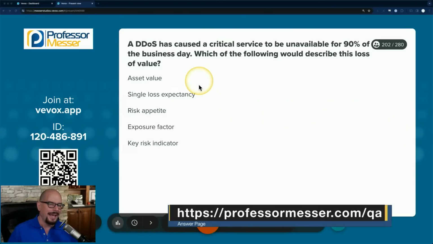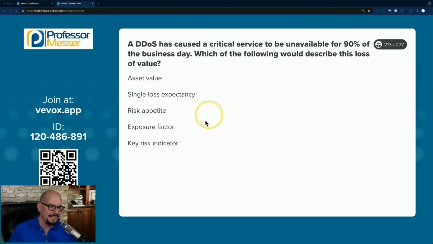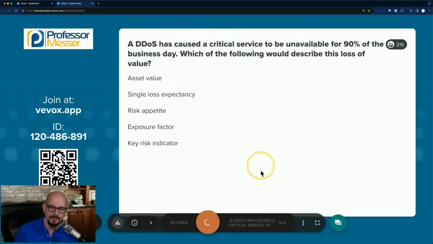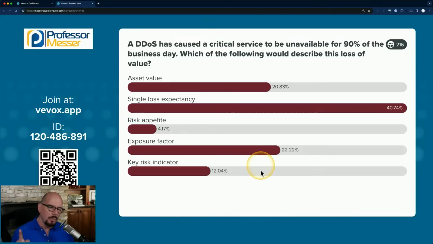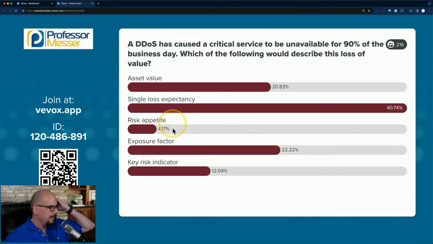The question asks, a DDoS has caused a critical service to be unavailable for 90% of the business day. Which of the following would describe this loss of value? Is that asset value, single loss expectancy, risk appetite, exposure factor, or key risk indicator? If we look at the answers, 40% of you say the answer is single loss expectancy. We have 22% that say exposure factor and 20% that say asset value. 12% say key risk indicator and only 4% say risk appetite. So let's step through what some of these risk assessments might be.